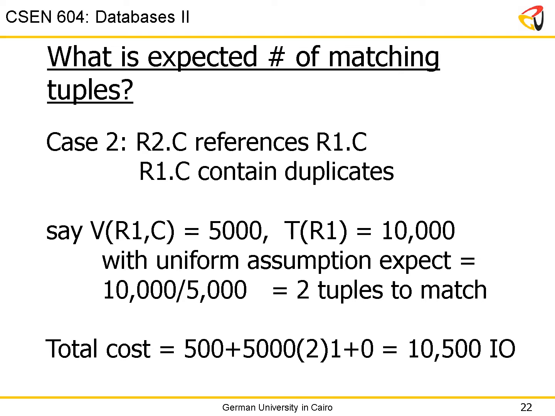And that's what you see down there in the last line. It says that the total cost is 500 IOs for reading all of R2, plus going to the R1.C index 5,000 times, and every time getting 2 matches on average. Multiplying 5,000 by 2 gets you 10,000, and we are happy the index is still in memory, so we're not paying anything for the index. So the total now is 10,500 IOs if R1.C has duplicates.